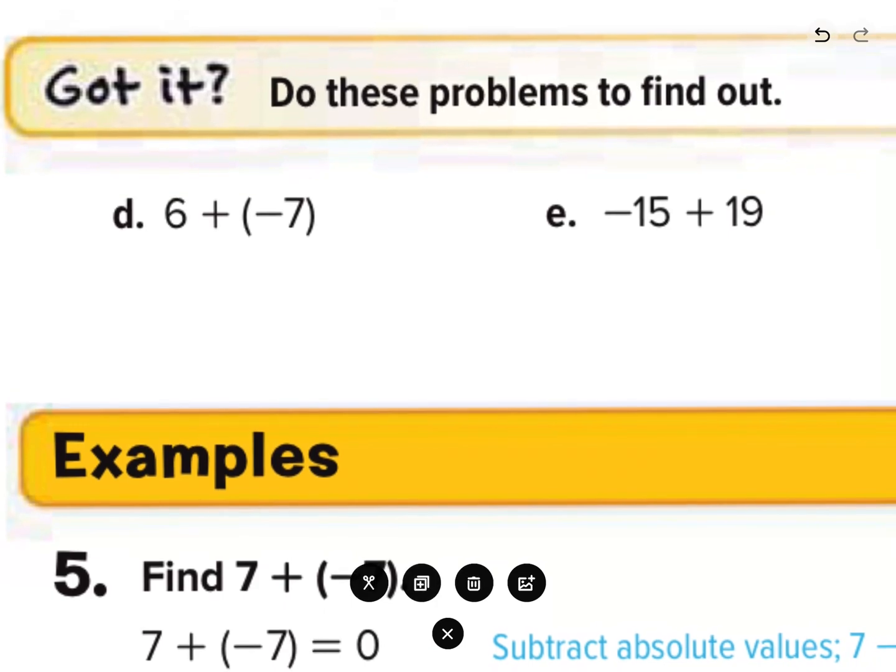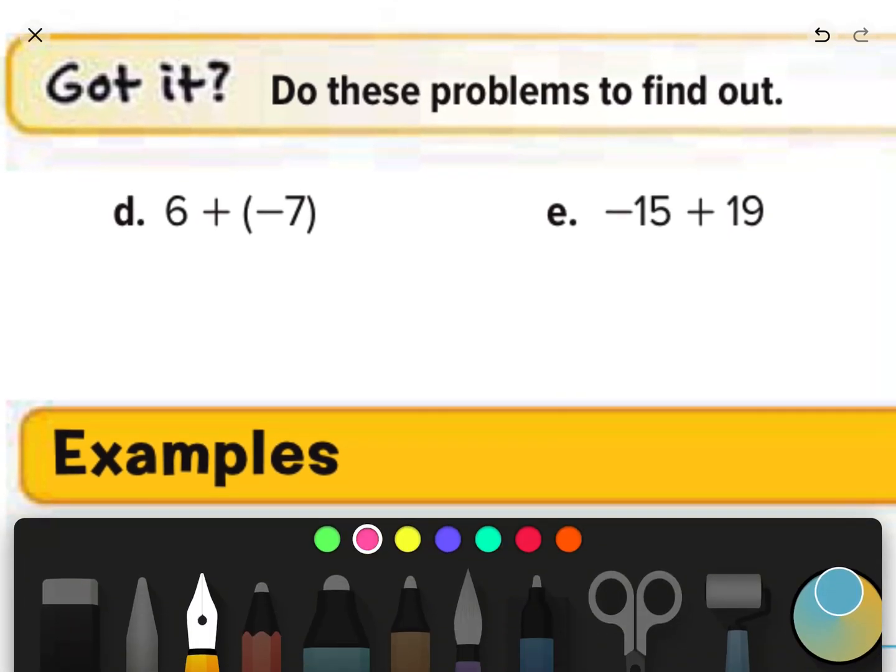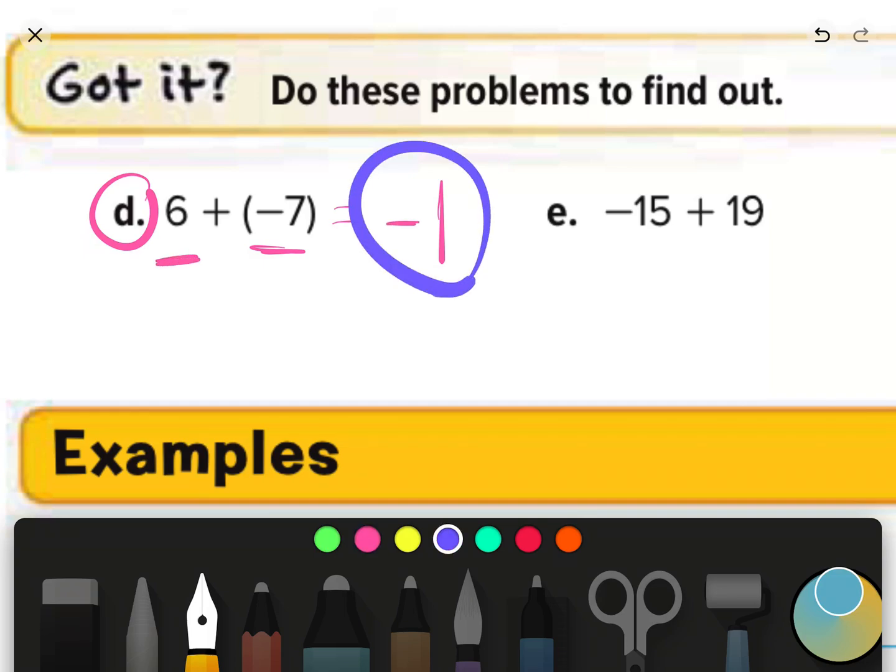Let's do these 2 problems here. D, 6 plus -7, different signs, subtract and keep the larger. 7 minus 6 is 1. Now 7 is larger than 6, and since it is negative, our answer is -1.